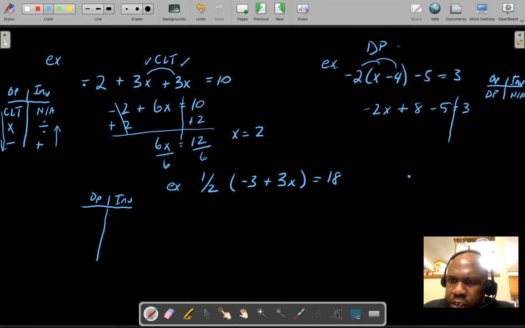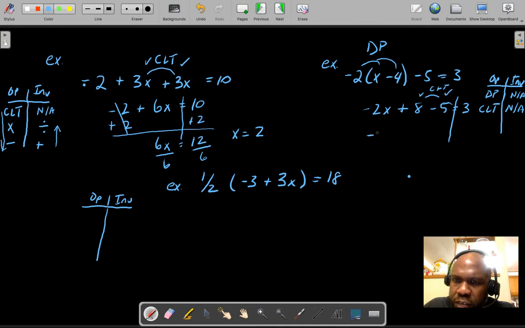So after DP, now what can we do? We have like terms here. The 5 and the 8 are like terms. So that's CLT. Okay, CLT. So I'm going to write that down. That's CLT's next. And that's NA because it's not applicable to the inverse of that.